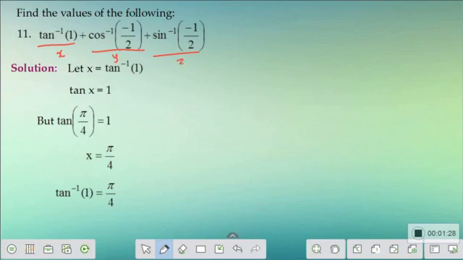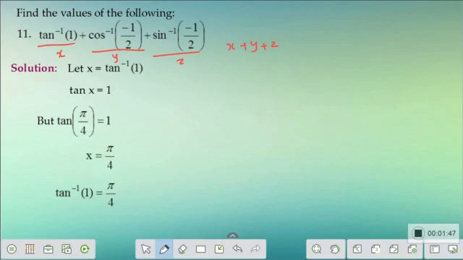So instead of the sum of all trigonometric inverses, we are going to have something like x plus y plus z. If we find these values, it will be easy for us to find the value of the entire expression. Now let's see how to get these values one by one.